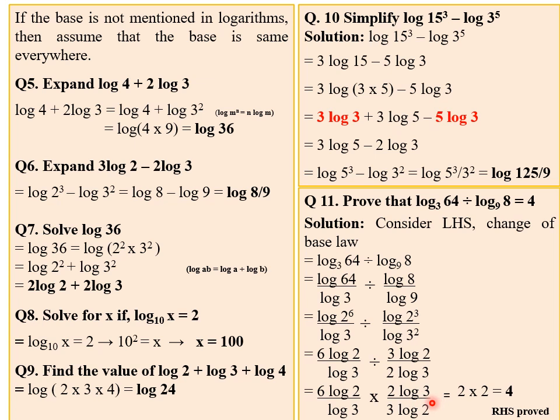And here log 2 gets cancelled, and when you solve 3 and 6, you land up with this 2, because 3 ones are 3, that is 3 twos are 6. So you will come with 2 and this 2. 2 into 2 is 4. That is what was given in your RHS. So now you have got your answer as RHS. That means your left hand side is equal to the RHS and hence it is proved.